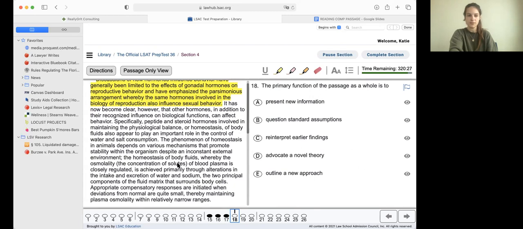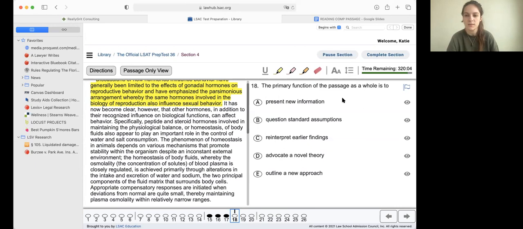All right, I think everyone's gotten a chance to read them. Okay, so let's talk about this. A, present new information. So the new information being presented here would be the peptide and steroid hormones influencing behavior. Cool, so that doesn't go against what we have, so we'll keep that for now.